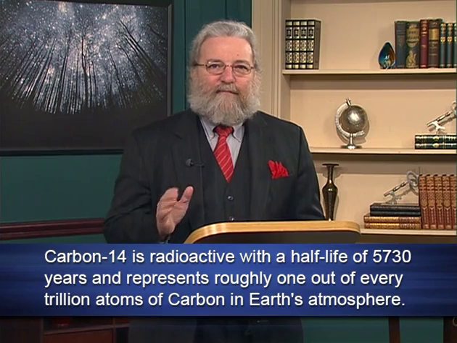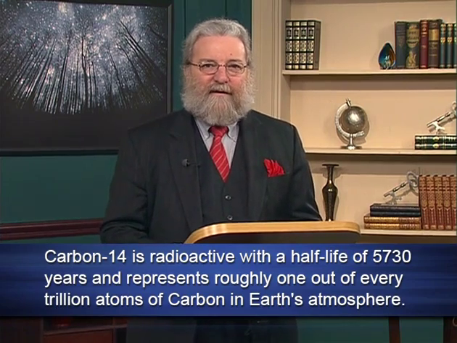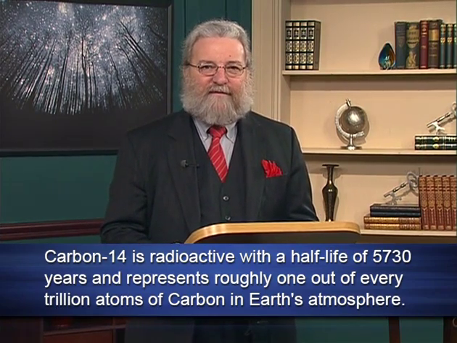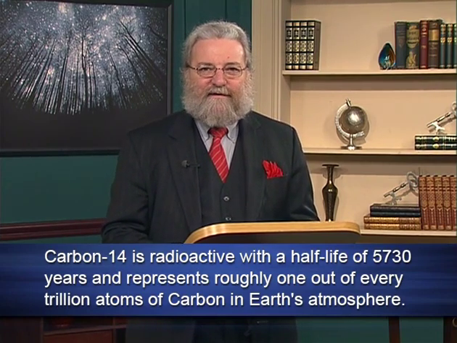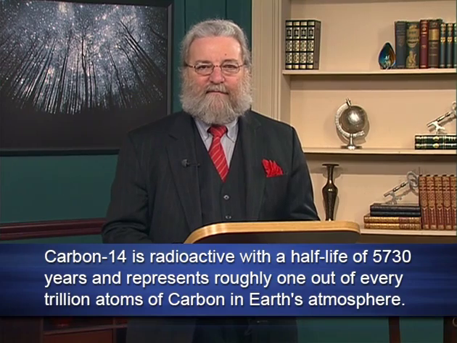Carbon-14 is a radioactive isotope of carbon with a half-life of 5,730 years, and it represents roughly 1 out of every trillion atoms of carbon in the Earth's atmosphere. So carbon-14 now, again with 6 protons because it's carbon, but with 8 neutrons, is an unstable ratio of protons to neutrons. And it has this convenient timescale for decay of several thousand years, just the kind of timescale we need to date historical and prehistorical events.